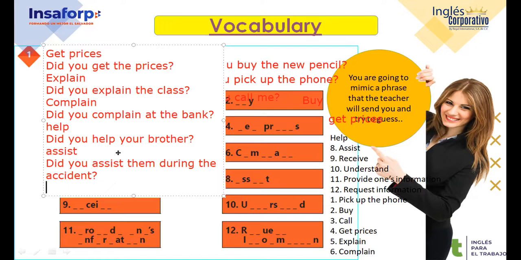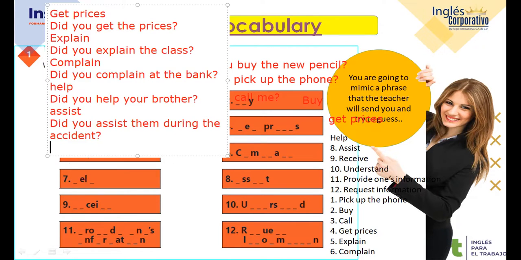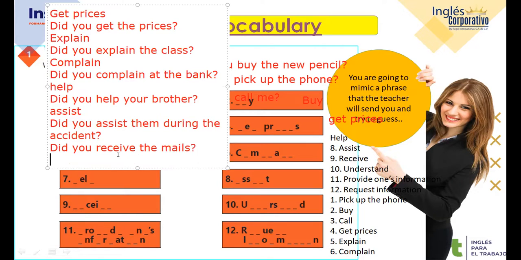Number nine. Did you receive the emails? Did you receive the mails? Okay. The next one, number 10. Did you understand? Did you understand the activity? Okay, did you understand? I didn't. Activity.